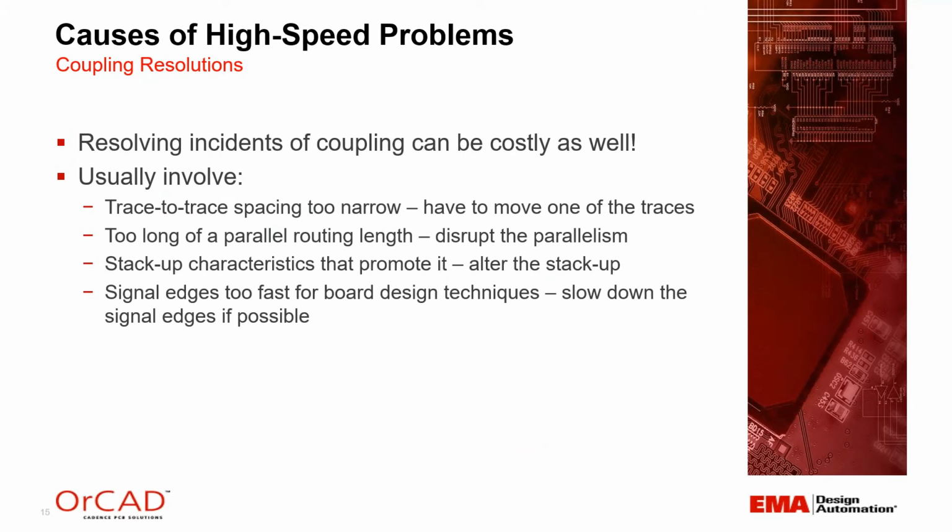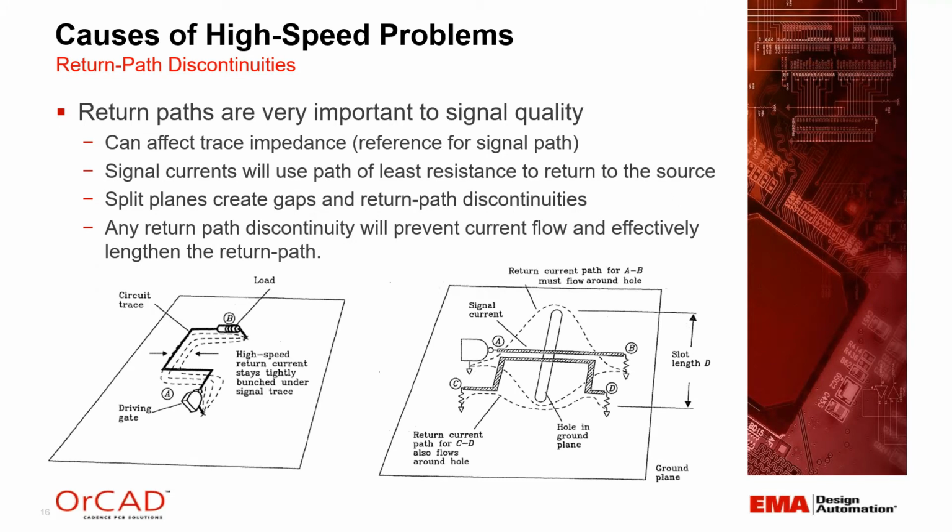So in this case, what can you do to help resolve these areas? If trace-to-trace spacing is too narrow, you're going to have to move one of the traces to get those spacings further apart. Anywhere there's a parallel routing length that runs parallel for too long a distance, you need to try to disrupt that parallelism. Maybe there are stack-up characteristics promoting this, so you might have to alter the stack-up. All of these issues affect your board design, and if caught too late in the process, can be very, very expensive. So you want to get this type of situation diagnosed early in the design cycle.